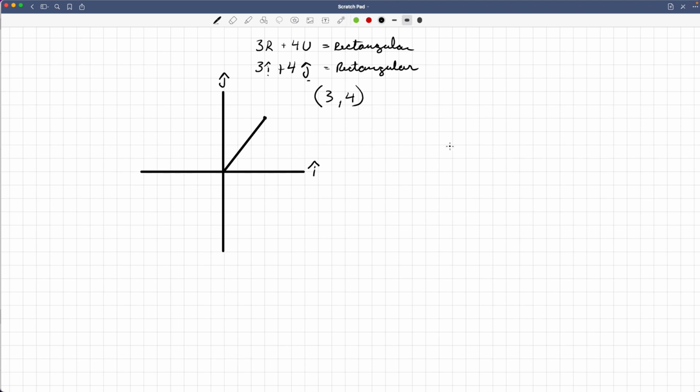Now there's the other version, there's the polar coordinate, and the polar coordinate is where we have the hypotenuse length and the degree of measure here.